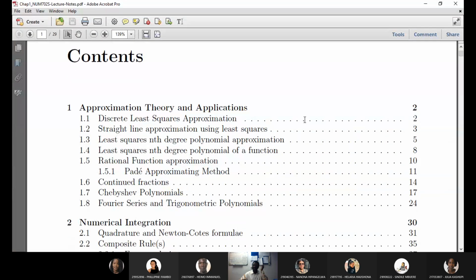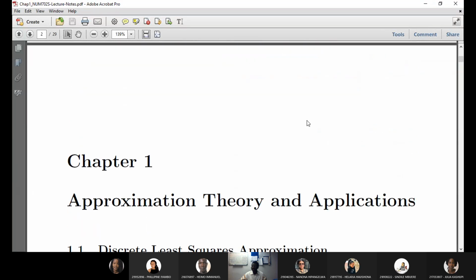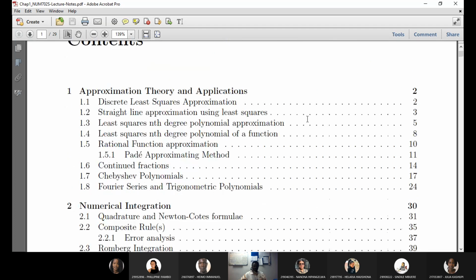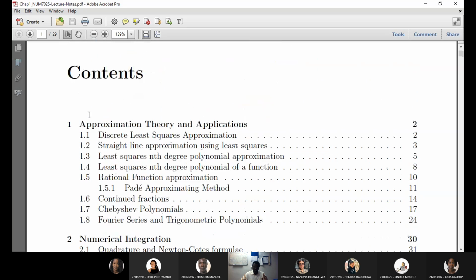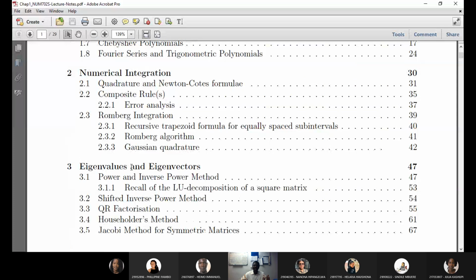As you can see here, you have an idea of the course outline. Anyway, the course outline has been updated and uploaded. You can download and go through. So the first part of the program is about approximation theory. You can see that it's divided into 3 parts, right? The first part is approximation theory and application, and then you have numerical integration, and finally, eigenvalues and eigenvectors. Those are the 3 main components of the module.